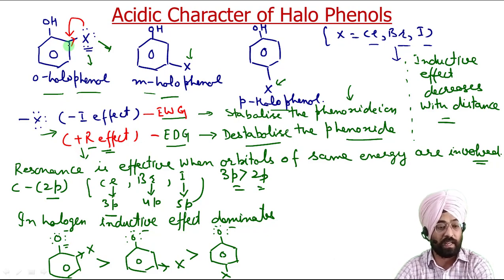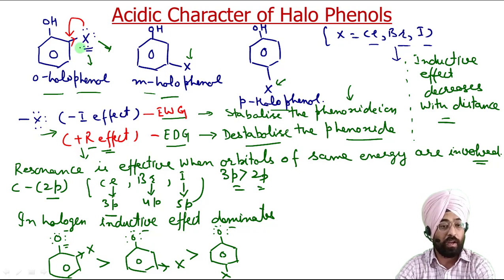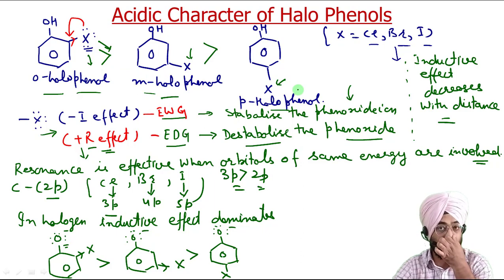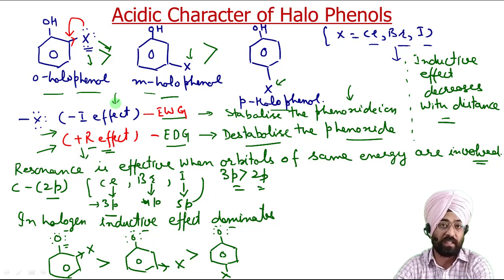So their acidic strength will be: ortho halophenol will be more acidic than meta halophenol, and meta halophenol will be more acidic than para halophenols. We have explained this order on the basis of inductive effect of these halogens, because here resonance effect does not dominate because of mismatch of energy of orbitals. So inductive effect dominates, and inductive effect is distance dependent.